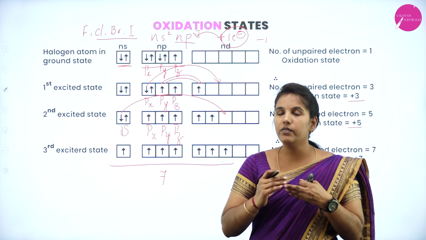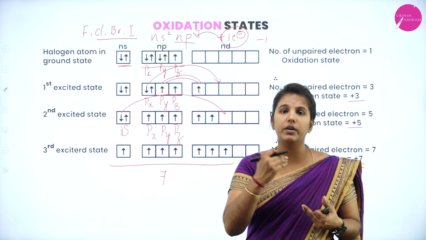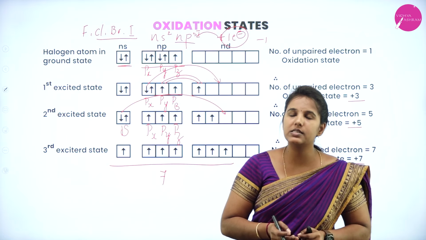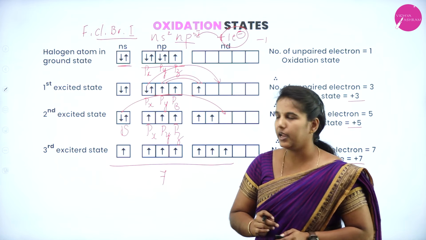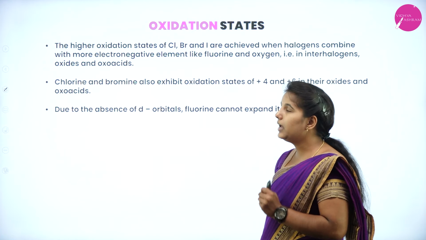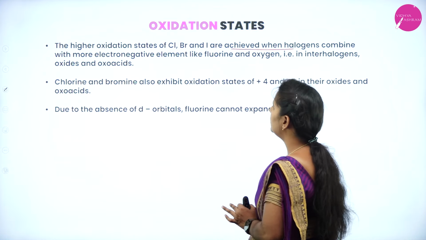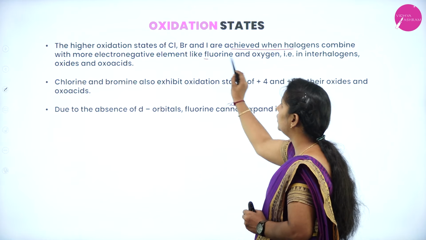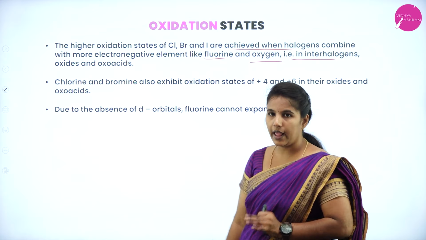So this is how we can clearly understand how these halogen elements, especially chlorine, bromine and iodine, show +1, +3, +5 and +7 oxidation states in addition to the -1 oxidation state. The higher oxidation states of chlorine, bromine and iodine are achieved when halogens are combined with more electronegative elements like fluorine, and oxygen, and thereby it forms interhalogen compounds or oxo acids.